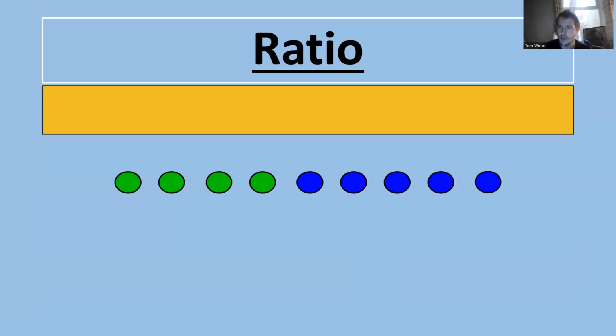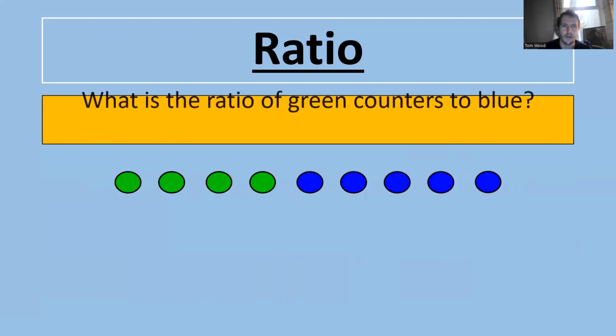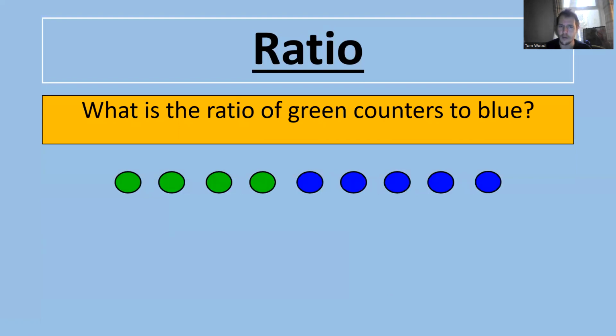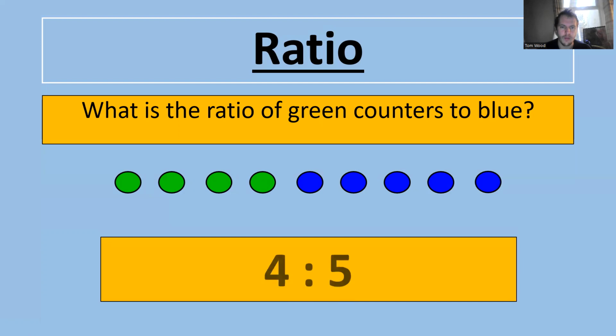So if we have another look at a ratio here, what is the ratio of green to blue? I'm just going to count them. In regards to the green counters, there are 4 of them. In regards to the blue counters, there are 5 of them.